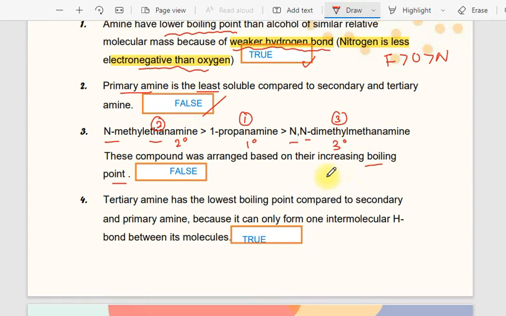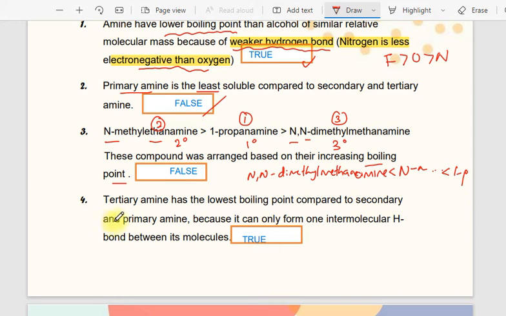If the question asks about increasing boiling point, suppose it is N,N-dimethylmethanamine, then it has the lowest boiling point, followed by N-methylethanamine, and then the strongest one is 1-propanamine.